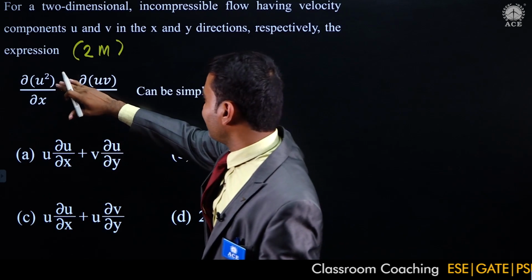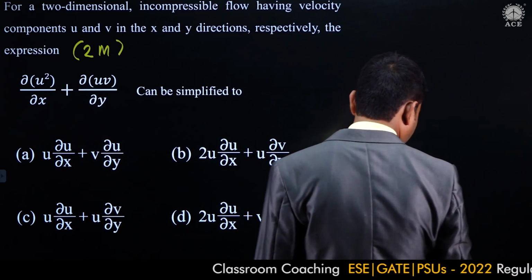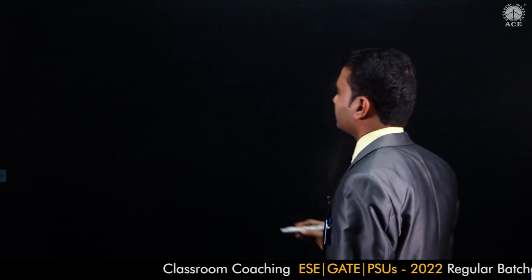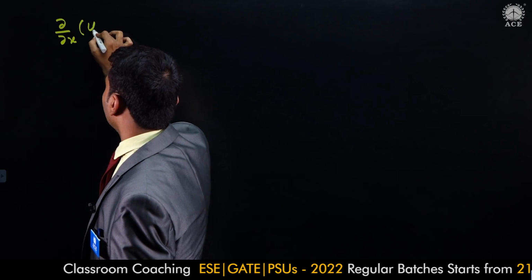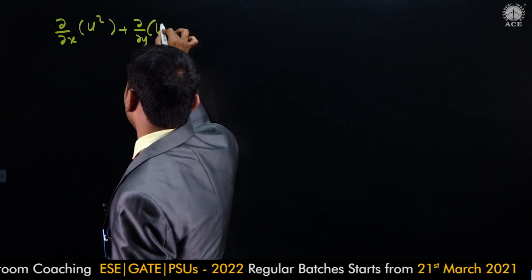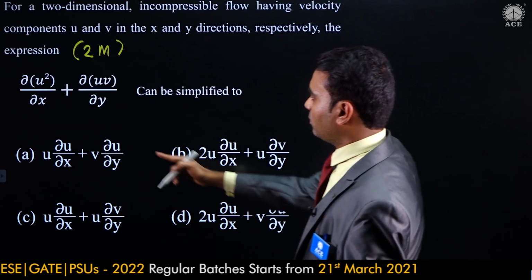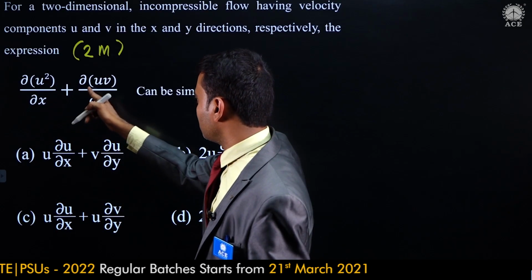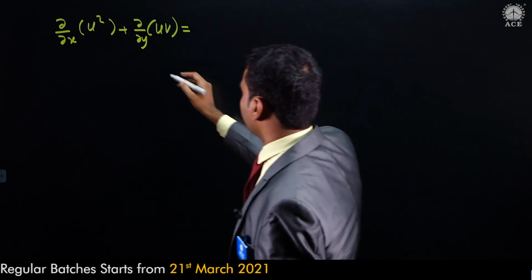So what is it asking? This equation can be simplified into which of the following forms? I'm writing that equation on the next slide. ∂/∂x of u² plus ∂/∂y of uv. So this is the equation: ∂/∂x of u² plus ∂/∂y of uv. Now you differentiate this.